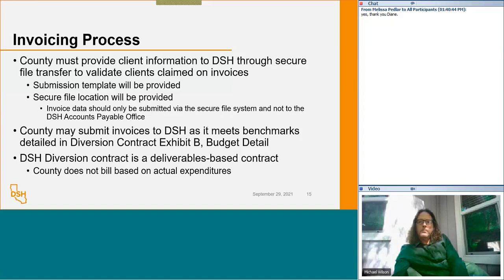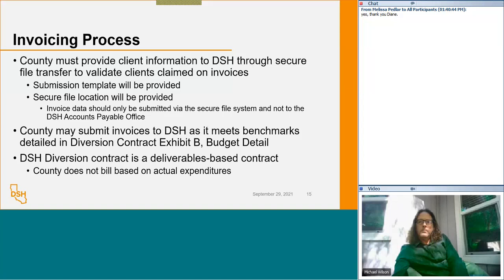Instead, we have put together a deliverables-based contract, and we pay you for reaching specific program population benchmarks, which I will talk about a little bit more on the next slide. The majority of these program benchmarks are tied to the total number of clients you have served in your program.